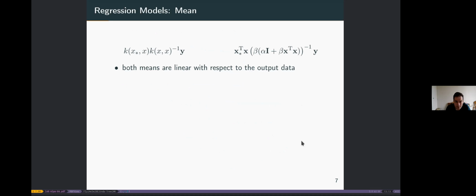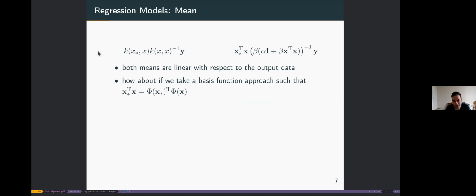And I got them both on the next slide. So now if we look at the predictive mean for these two, we see that actually they both look awfully similar. They are both a linear thing to the output data. So it's some matrix times y, right?